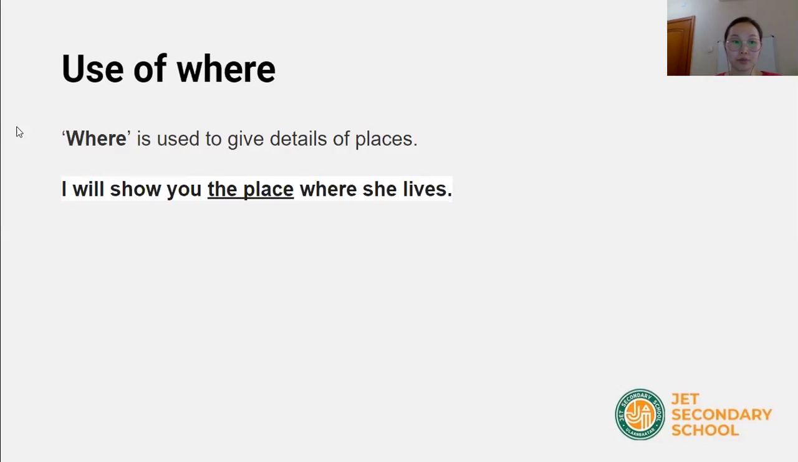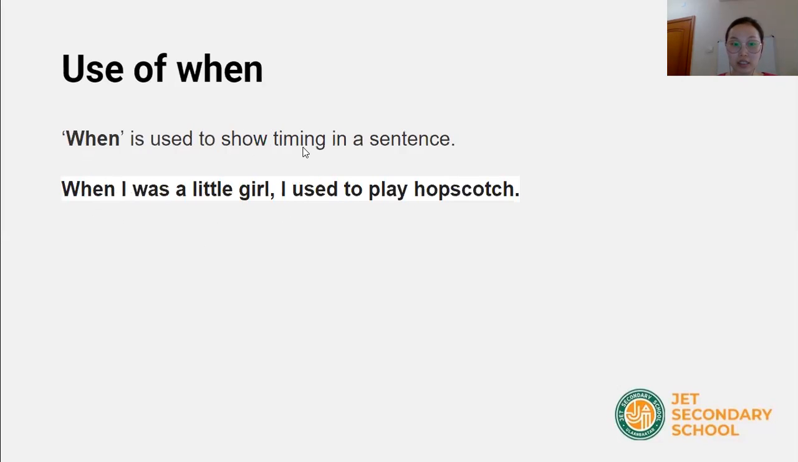How about where? Where is used to give more details of places. Example, I will show you the place where she lives. So I will show you the place is one sentence, and where she lives gives more details of the place. What kind of place will you show me? I'll show you the place where she lives. That's why where is used to give details of places.